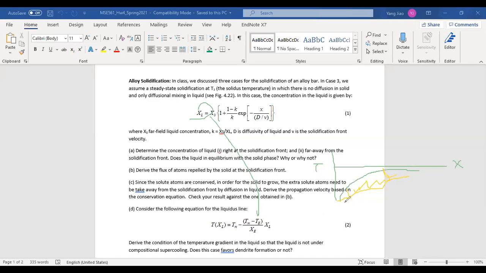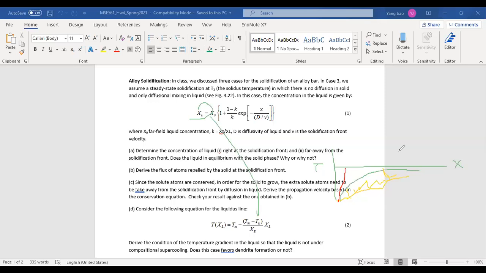But on the other hand, if your imposed temperature field is like that, with a very fast increase of temperature right in front of the solidification front, all the liquids are happy because they're overheated compared to the minimum temperature required for them to be stable.